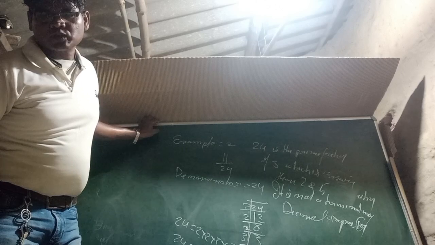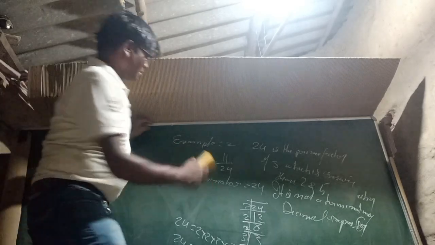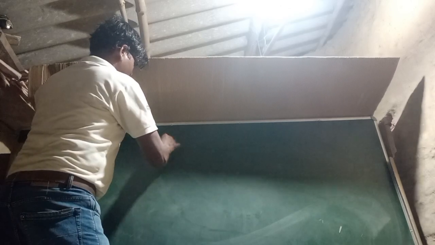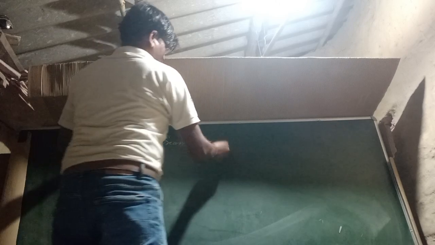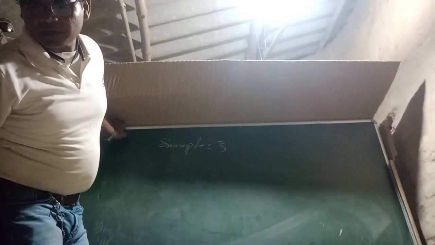Now let us take another example, 27 upon 18. With the help of the third example, we will try to understand terminating decimal expansions, and how we will calculate without doing the actual division method.